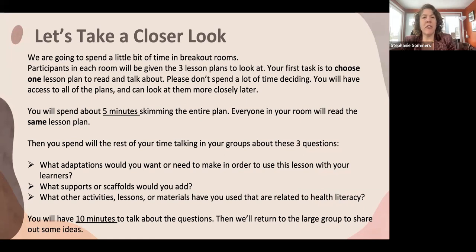It doesn't really matter if your group doesn't all agree right away. Don't spend a lot of time deciding because we don't have a lot of time to spend in these groups. Just pick one. You'll have access to all of the plans. You can look at them more closely later. So the first task is to choose which plan you're going to look at. Then you will spend about 5 minutes skimming that plan. Again, everyone's going to be looking at the same plan. And then I'd like you to spend the rest of your time in your group talking about these questions here.